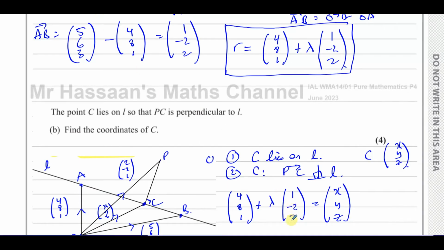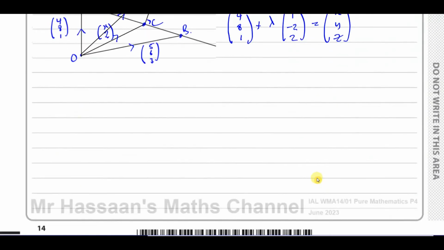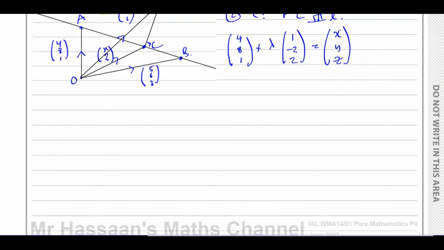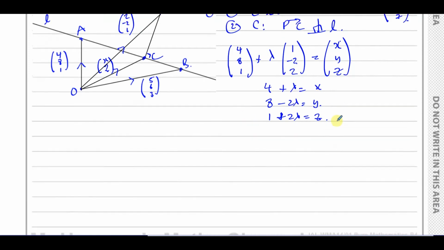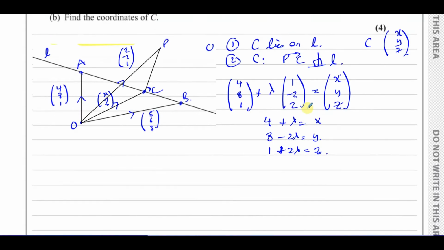Let me just make this a bit clearer: (1, -2, 2). So we have this to help us, and from this we can form three separate equations. We can say 4 plus lambda equals x, 8 minus 2 lambda equals y, and 1 plus 2 lambda is equal to z. So we have these three equations in x, y, and z with lambda, which is derived from the fact that C lies on line L. So that's from the first thing. The second thing is PC is perpendicular to the line L.